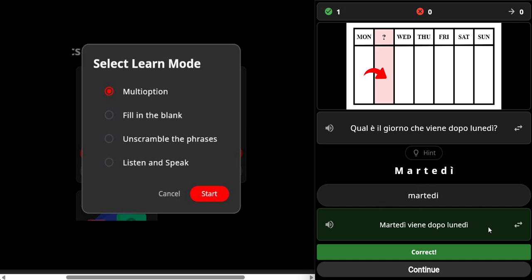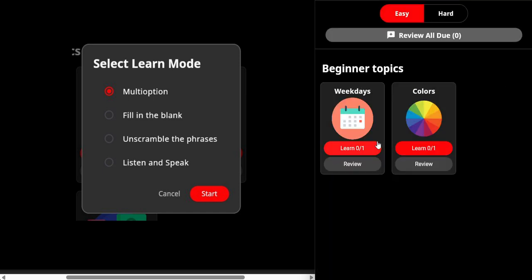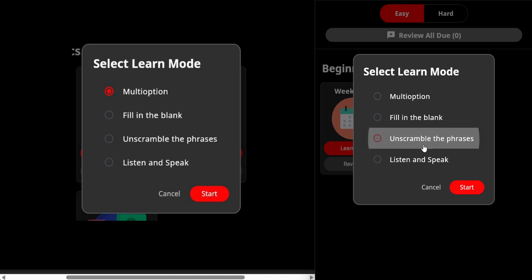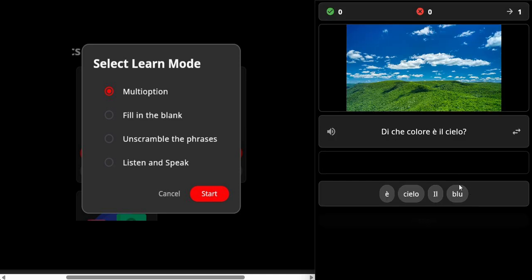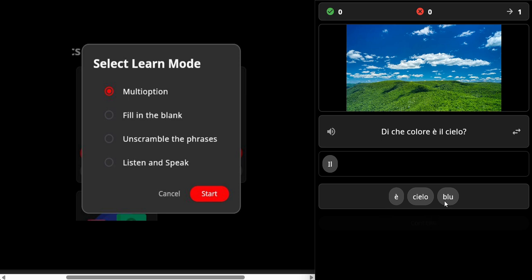After submitting your answer, you see here again the full answer. And if we had explanations like we intend to have for all the languages, we would have the explanation button here. The third mode, let's pick a different topic, colors. Unscramble mode. Yeah, this is the third mode. Here you have to answer the question by building the sentence by stacking these word blocks here.